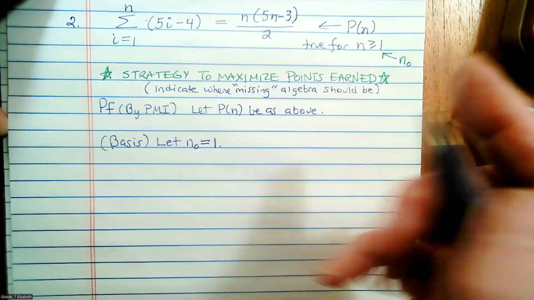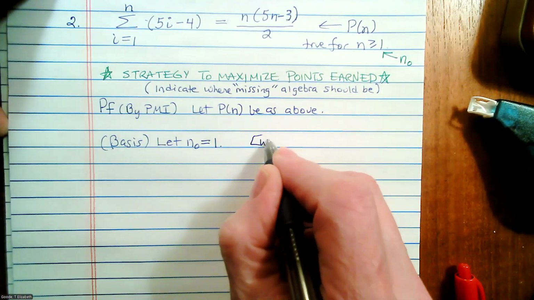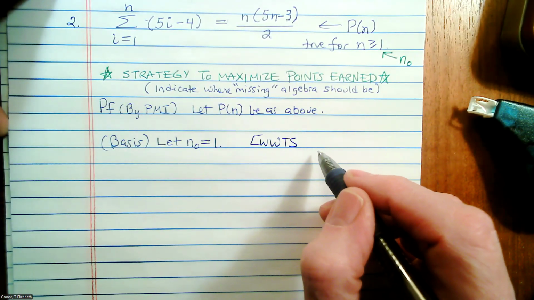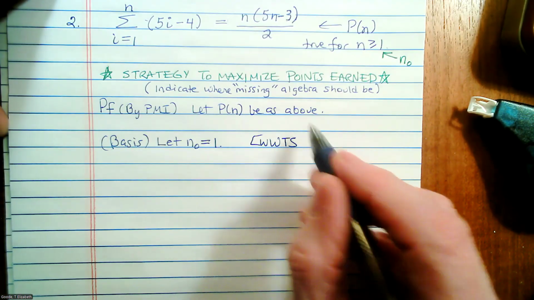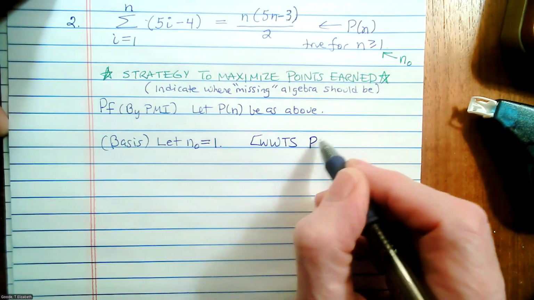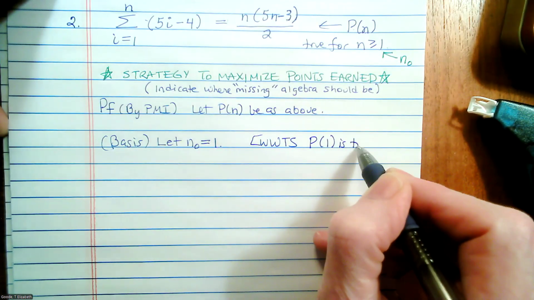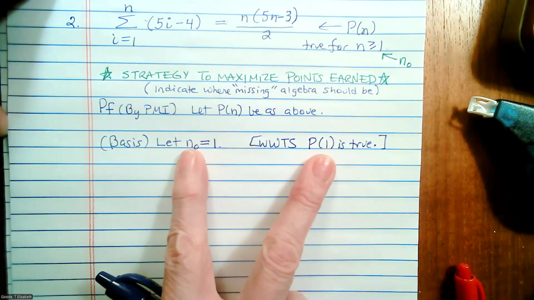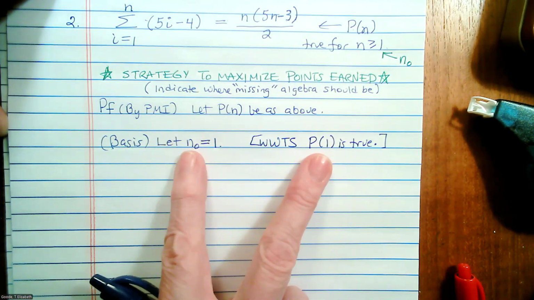All right? So what do we wish to show? You tell me our wish just so we know we're on the same page. We want to show that this P of n is true when n is 1. So we wish to show P of 1 is true. Does that make sense? This alone gets you a point or two, okay?